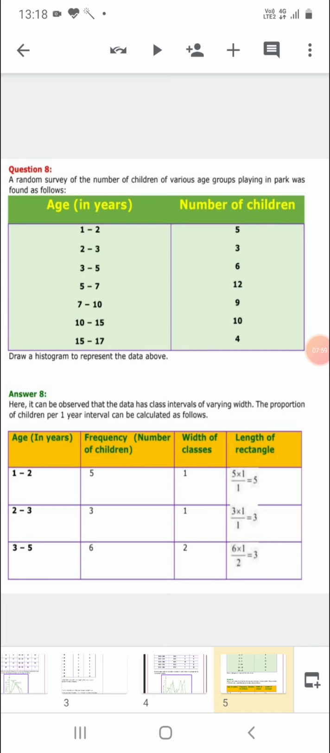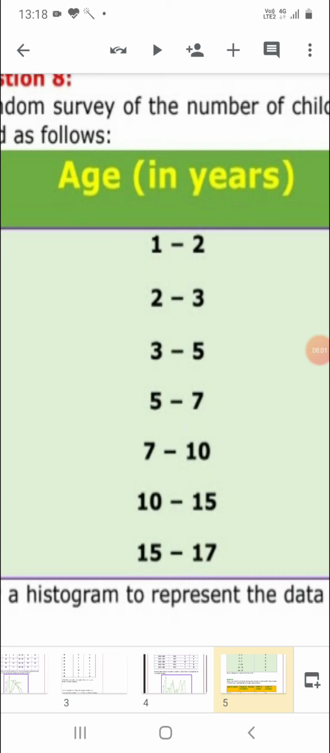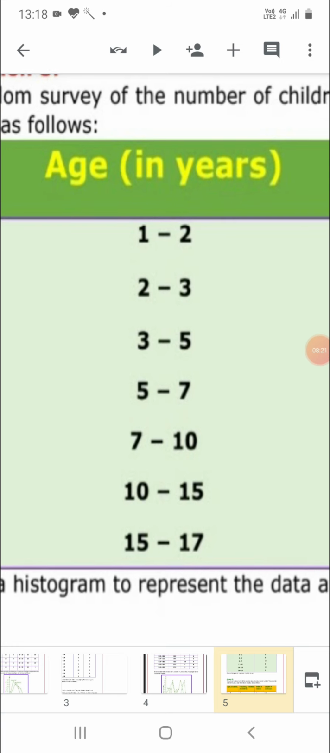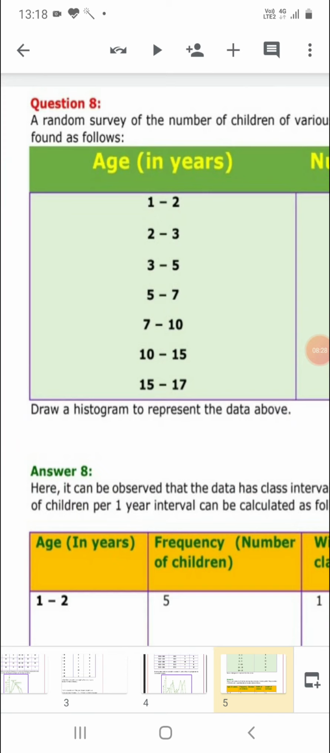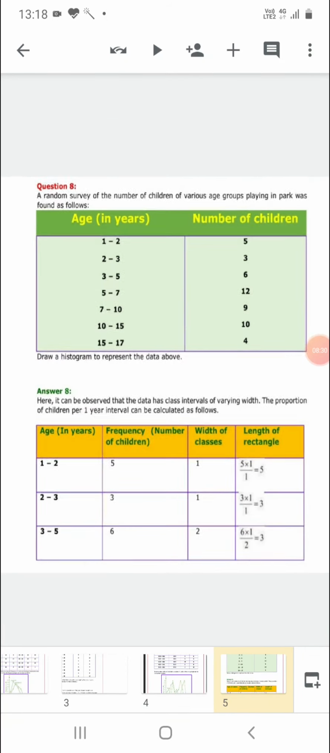But the gap is not same, dear students. The size is not same. फर्स्ट क्लास का साइज़ कितना है? 1 to 2 है, मीन्स 2 minus 1 करेंगे तो क्या मिलेगा? 1. In second class upper limit minus lower limit, means 3 minus 2 is again 1. In third class upper limit is 5 minus lower limit is 3, so the gap is of 2. In the next class 7 minus 5 is 2. 10 minus 7 is 3. 15 minus 10 is 5. 17 means the different class size is given to you. So this is the twist.